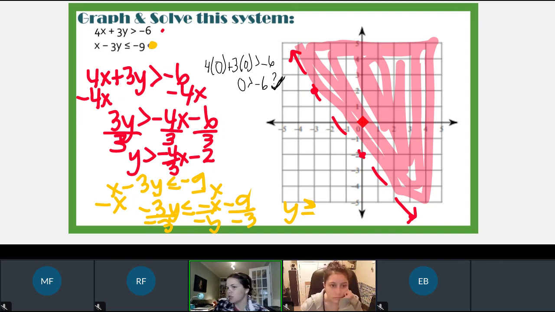But your slope, so we had negative 1x divided by negative 3. That is a negative divided by a negative, which does become a positive. So that would be 1/3 x. And then I had negative 9 divided by negative 3, which would be positive 3. Questions so far?